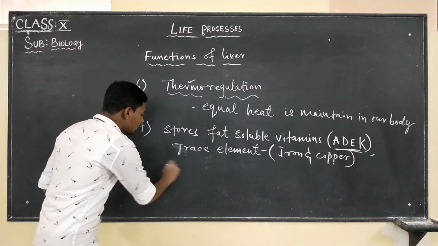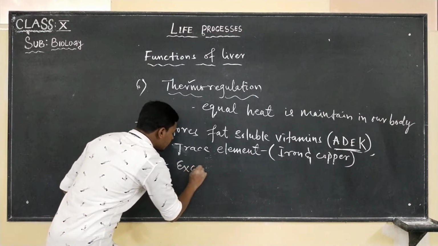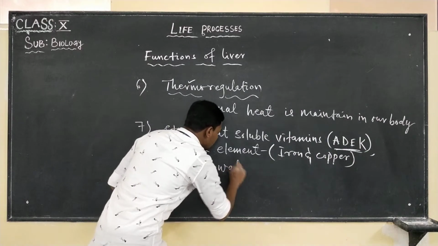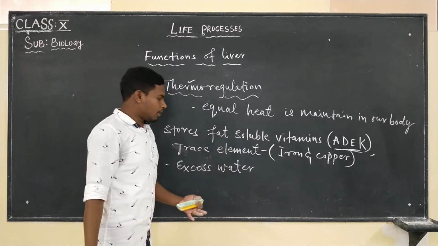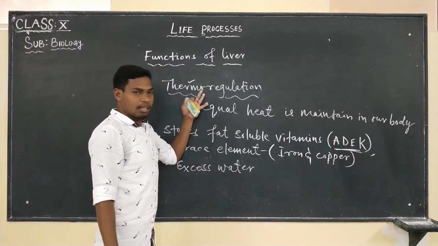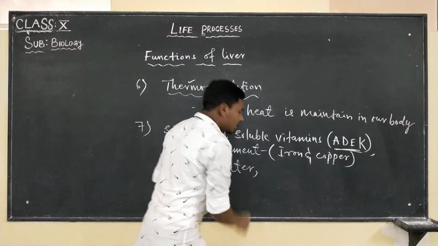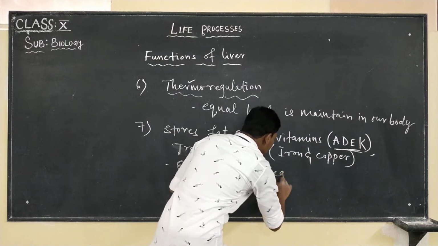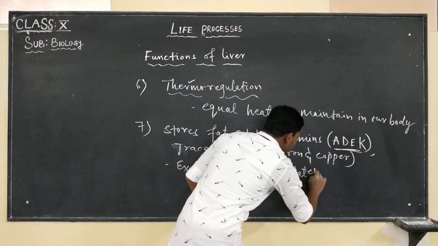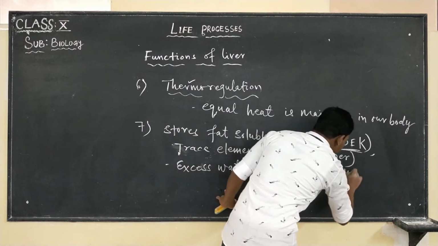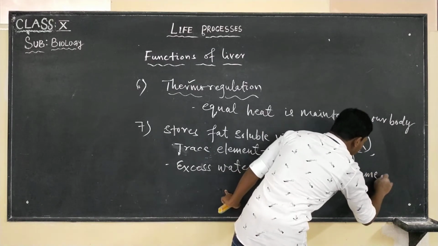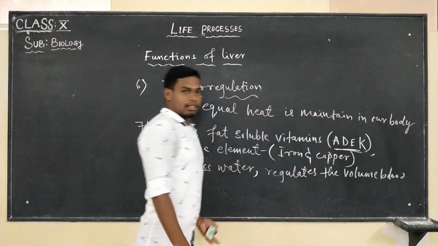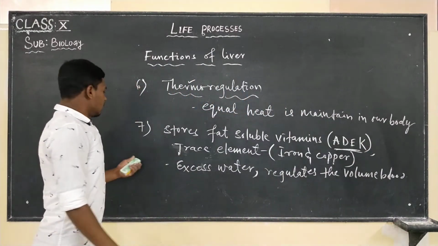And it also stores excess water. The excess water that is there in our body is stored in the liver, thereby regulating the volume of blood. It regulates the volume of blood by storing the excess water.